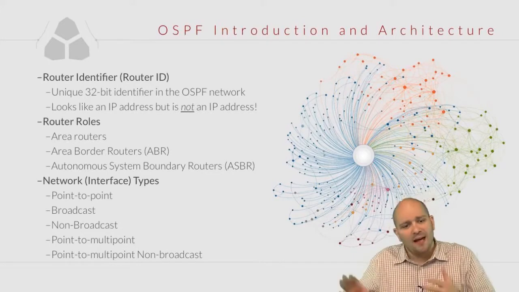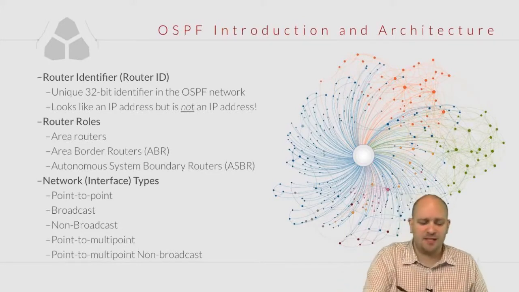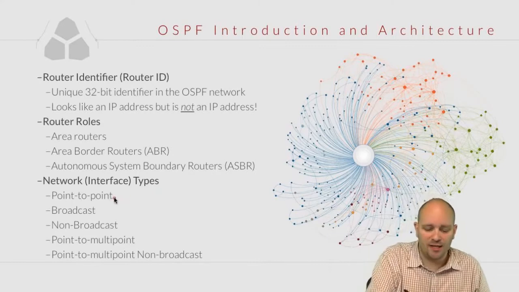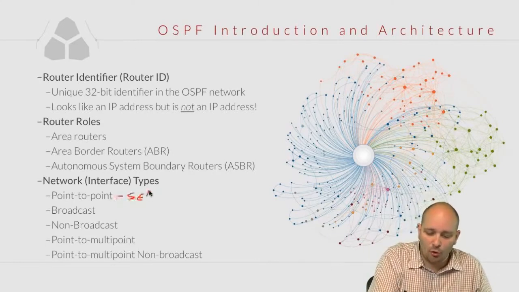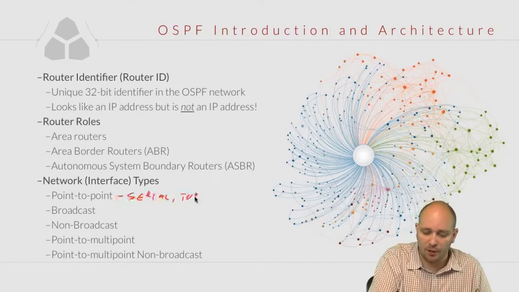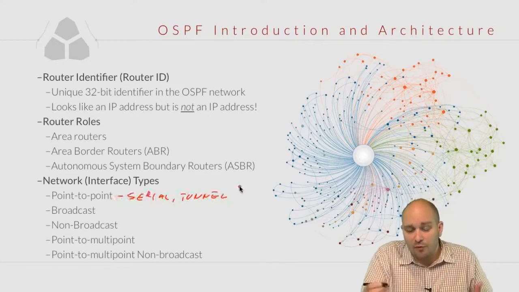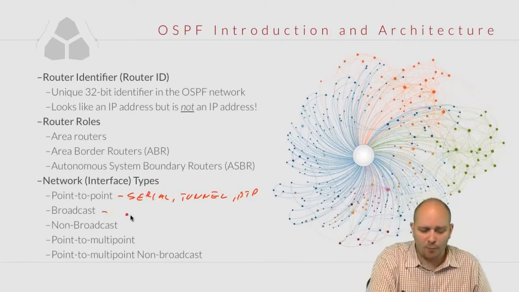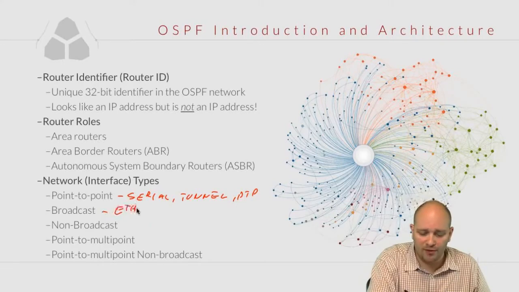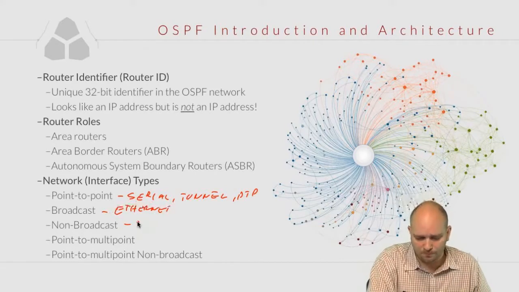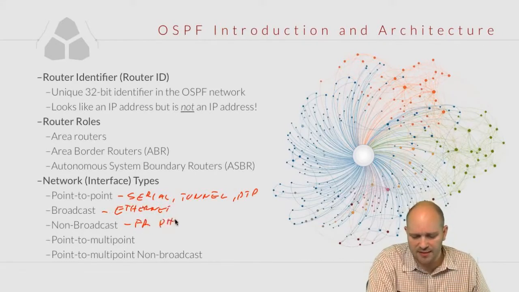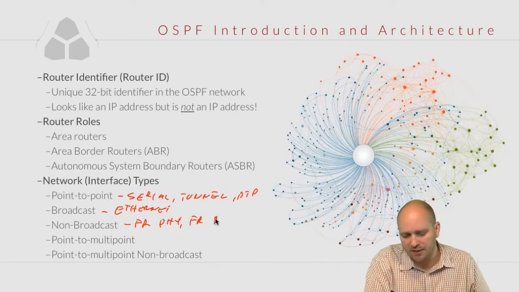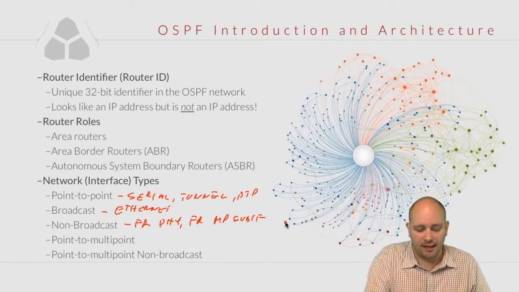Now, for these network types, one thing that I should mention is that point-to-point is the default on all serial interfaces, on GRE tunnels for example, and if you are using Frame Relay, on point-to-point Frame Relay sub-interfaces. Broadcast network type will be the default on all Ethernet interfaces. Non-broadcast is going to be the default on all Frame Relay physical interfaces or Frame Relay multipoint sub-interfaces, in case you have to deal with Frame Relay, which I find very unlikely.